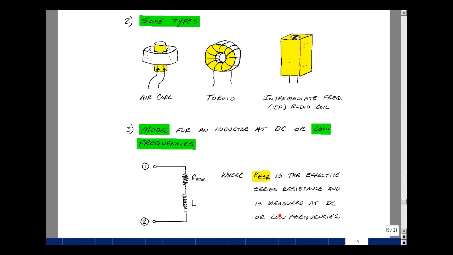If you measure it at DC, then the inductance looks like a short circuit, and all you see is just the value of this resistance. This is a pretty good model for low frequencies and DC. We'll talk about more complex models in later courses when the frequency increases and our need to increase the modeling needs to be addressed. And these are some of the properties of the physical device called the inductor.